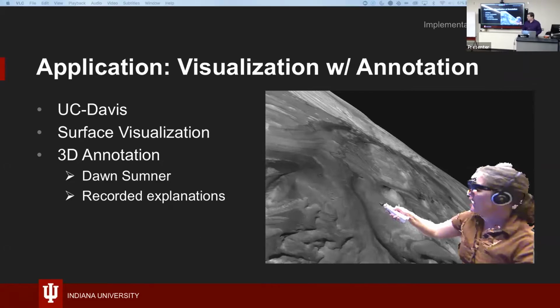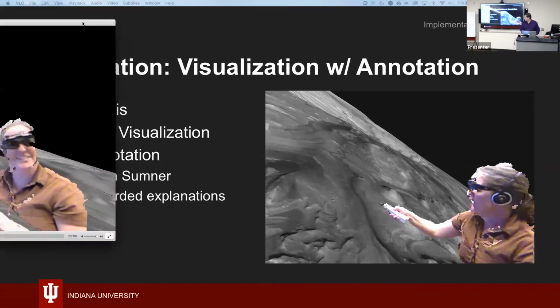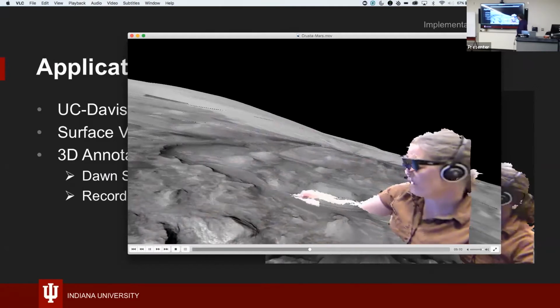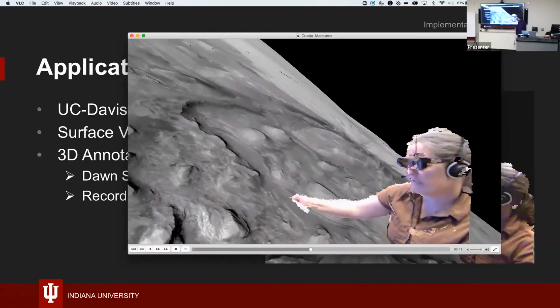Let's see, can I start it here? Oh, there she is. Oh, wrong screen. There we go. So she's captured by a Kinect. So that's why she's kind of noisy there.